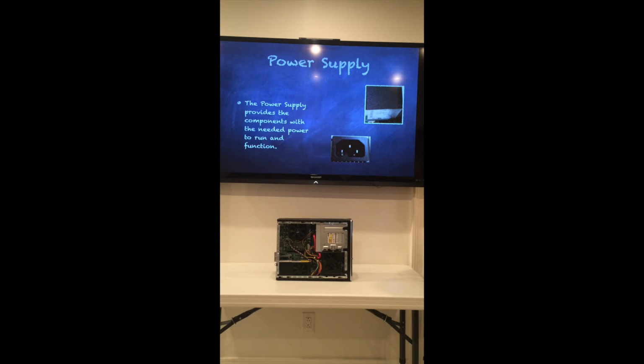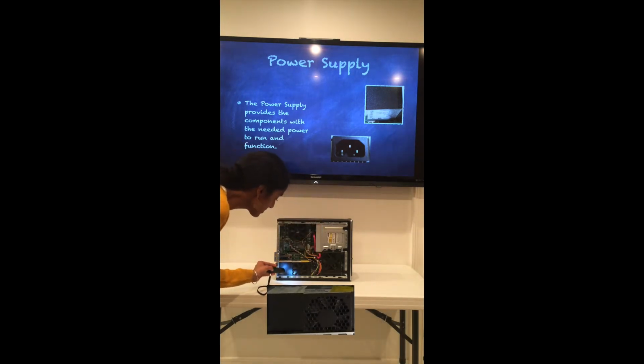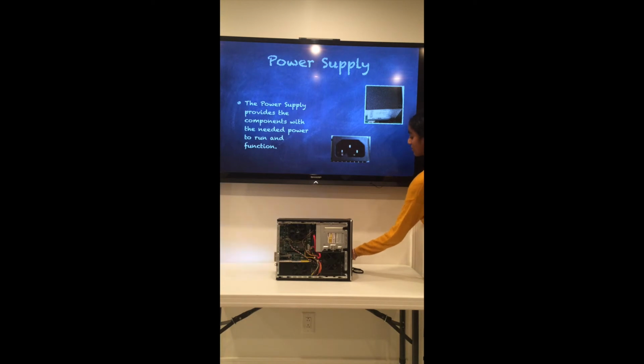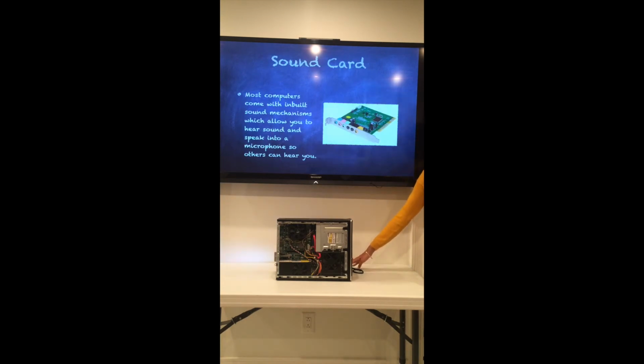The power supply, which can be seen here, and also is here, gives our components the needed power to run and function. Now that we have covered the main parts used for our example, which include the hard drive, random access memory, motherboard, and CPU, we will be talking about a few other components in our computer.